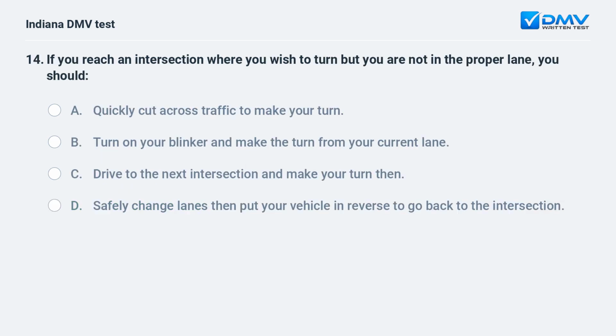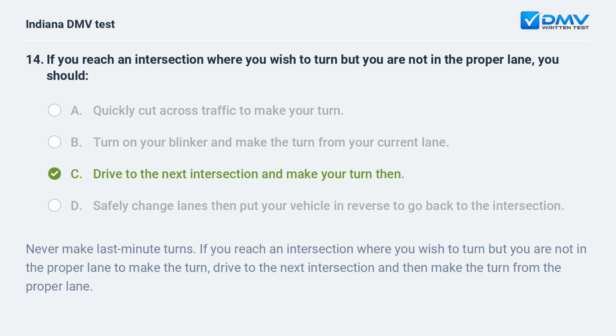If you reach an intersection where you wish to turn but you are not in the proper lane, you should: a. Quickly cut across traffic to make your turn. b. Turn on your blinker and make the turn from your current lane. c. Drive to the next intersection and make your turn then. d. Safely change lanes, then put your vehicle in reverse to go back to the intersection. The answer is c. Drive to the next intersection and make your turn then.